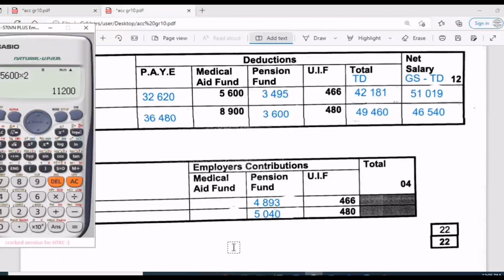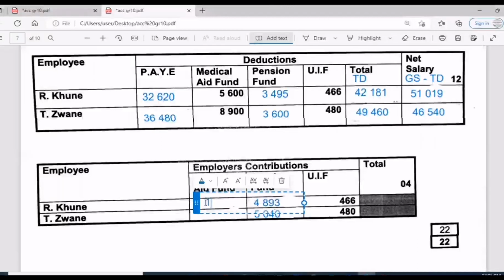So the total amount deducted for Kune is 5.6. So the employer's contribution is gonna be twice the deduction. So that is 11.2, 11,200.